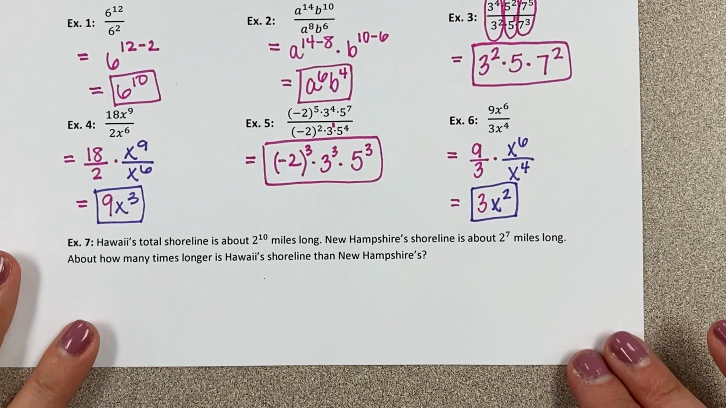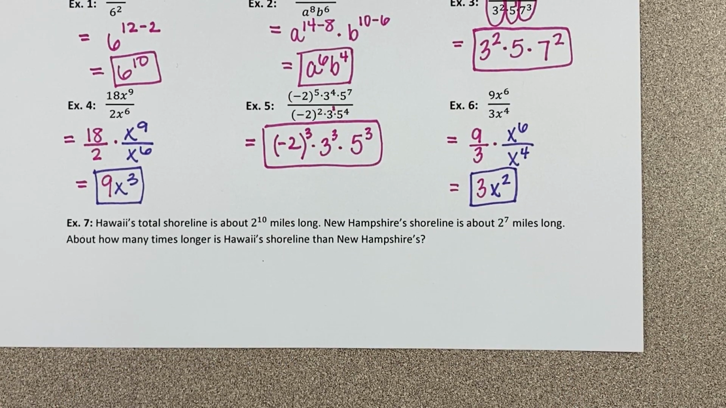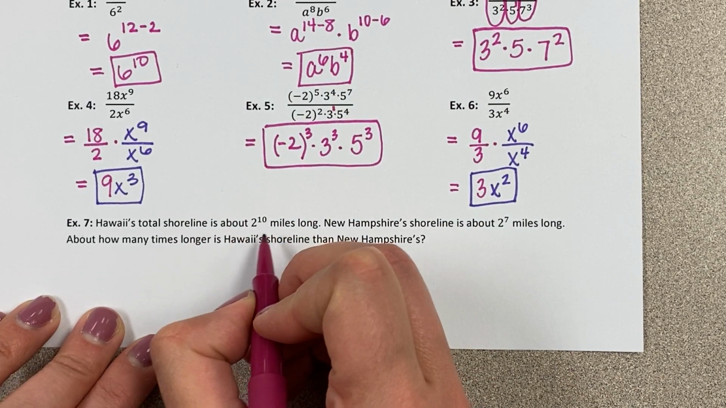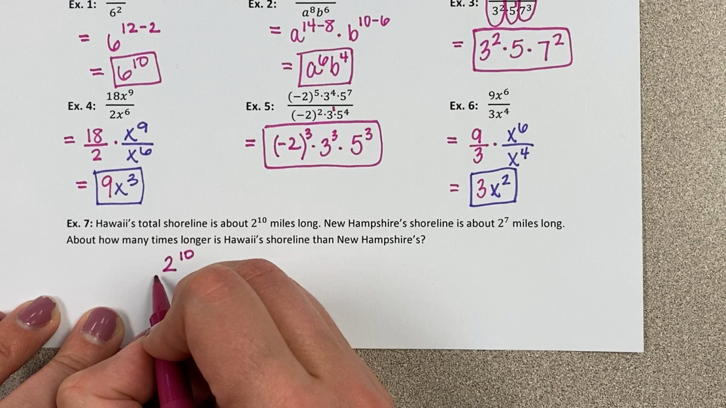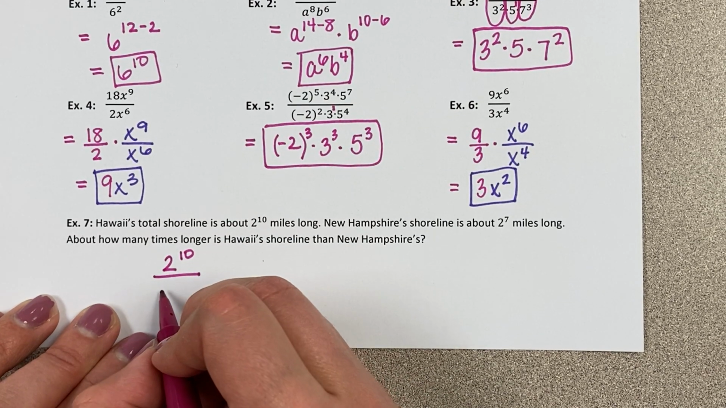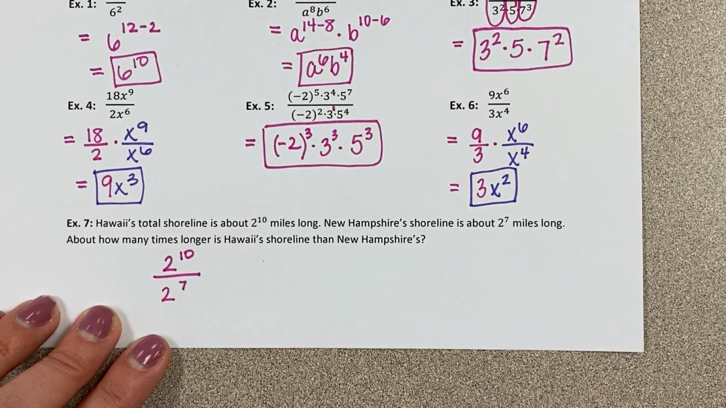All right, let's try this word problem. Hawaii's total shoreline is about 2 to the 10th miles long. New Hampshire's shoreline is about 2 to the 7th miles long. About how many times longer is Hawaii's shoreline than New Hampshire's? So we want to figure out how many times bigger it is. If we already have the total for Hawaii, we need to figure out the difference there. But for this, we're going to divide it. So I'm going to take Hawaii's total shoreline, which was 2 to the 10th power, and divide it by 2 to the 7th power, which was New Hampshire.